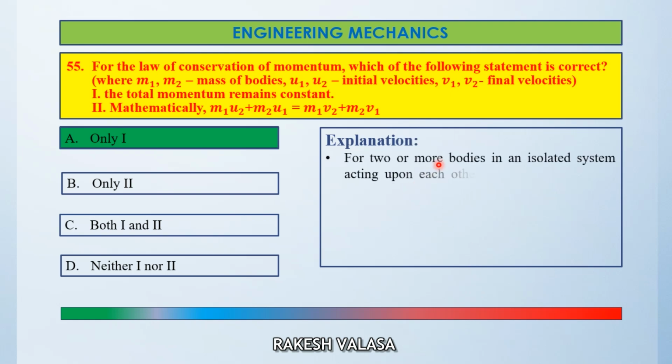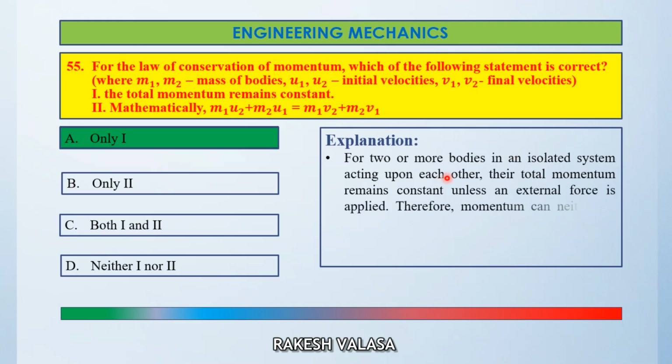For two or more bodies in an isolated system acting upon each other, the total momentum remains constant unless an external force is applied. Therefore, momentum can neither be created nor destroyed. So mathematically, the expression is m1 u1 plus m2 u2 equals m1 v1 plus m2 v2. So statement 1 is correct.